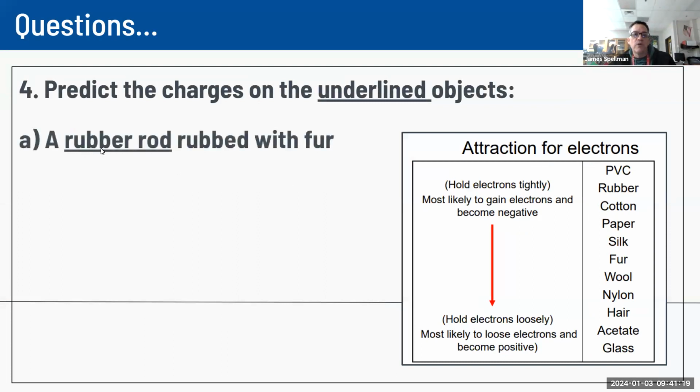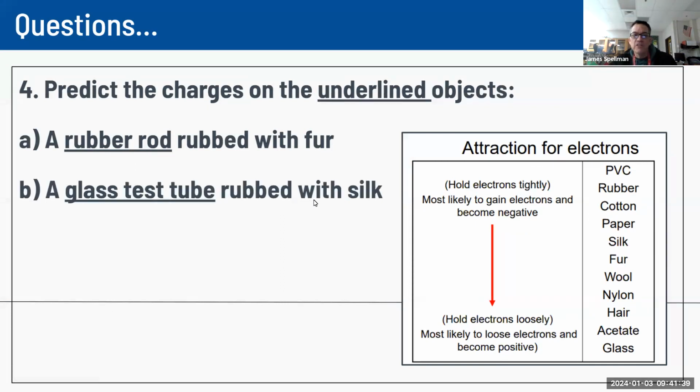If I rub a rubber rod with fur, rubber is at the top and fur is kind of in the middle, so what's going to happen? The rubber is going to be the one that holds its electrons more tightly, so we would expect it to become negative. The ones that lose their electrons would become more positive. So we'd expect the rubber rod to become negative.